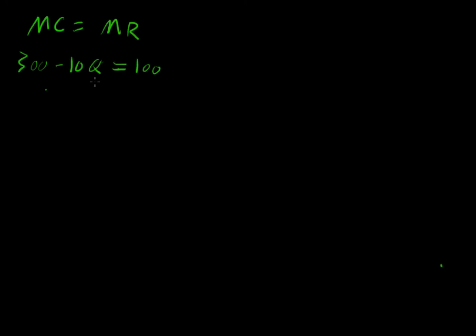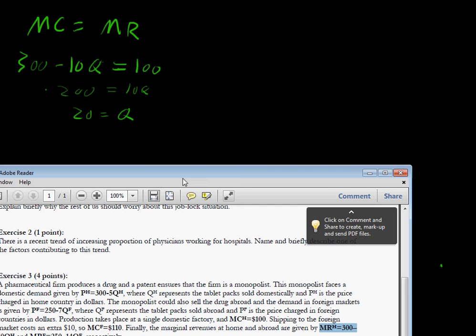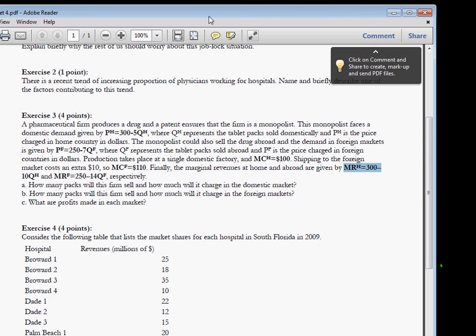Now basically it's a simple equation. You can use it to solve for Q. So let's do that really quickly. 10Q equals 200, so 20 equals Q. Now we're just looking at the home country, remember, there's still the foreign country example. But we just very quickly solved for what Q is. That's the quantity that we want to produce in the home country.